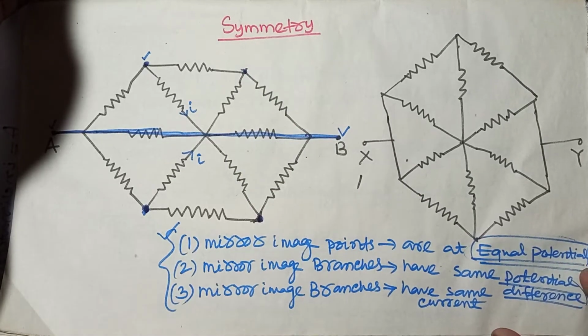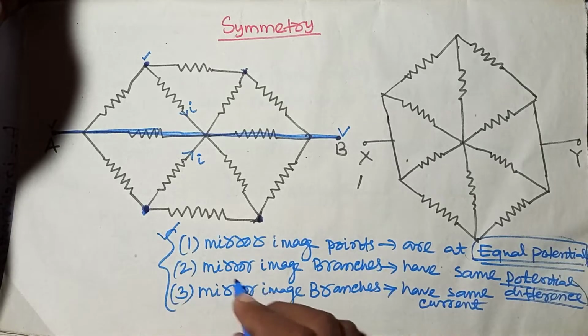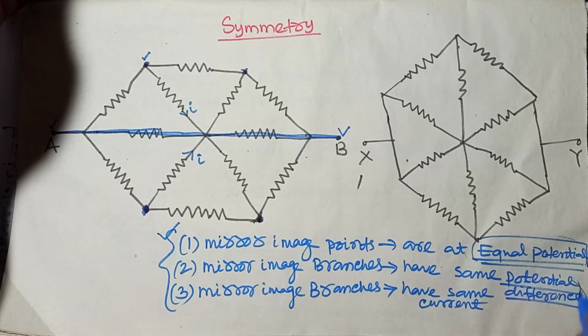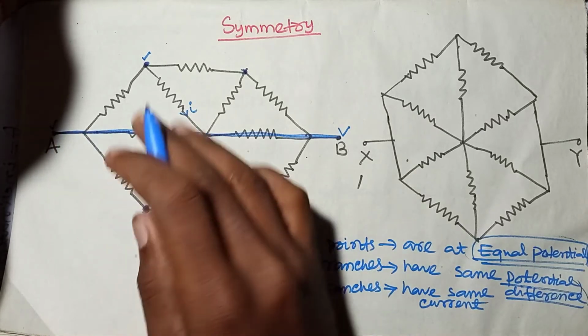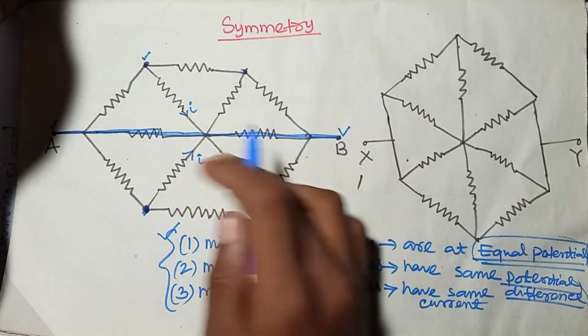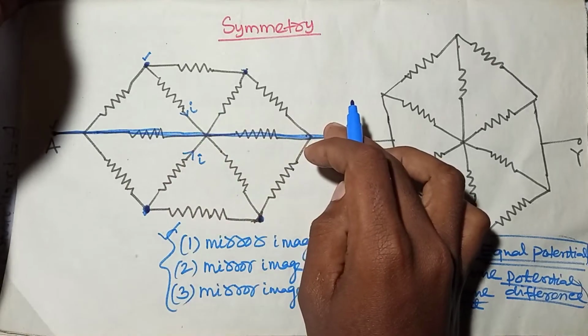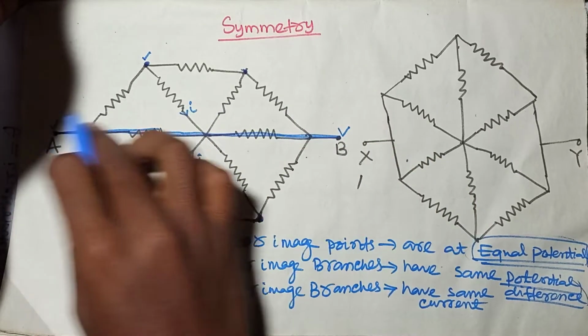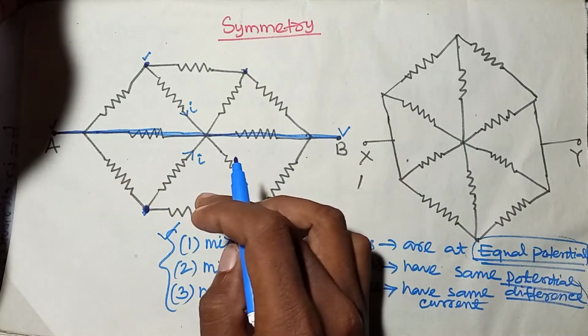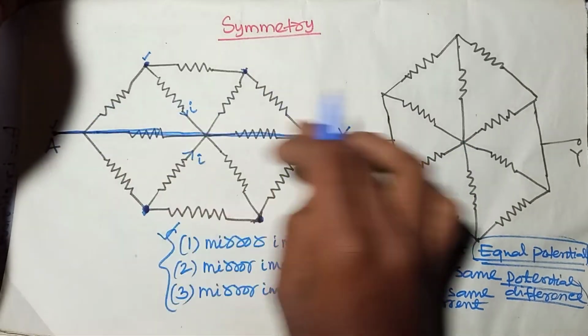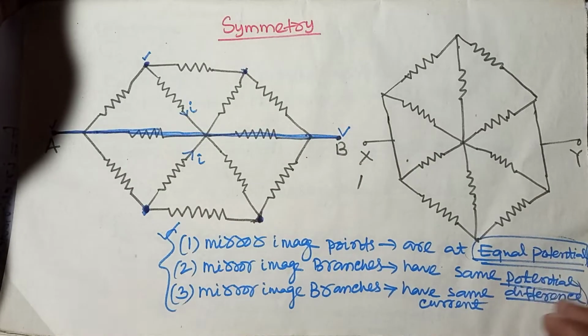The second point says that mirror image branches have the same potential difference. That means the branches which are mirror images of each other with respect to this straight line, considering this straight line is a mirror, have the same potential difference.